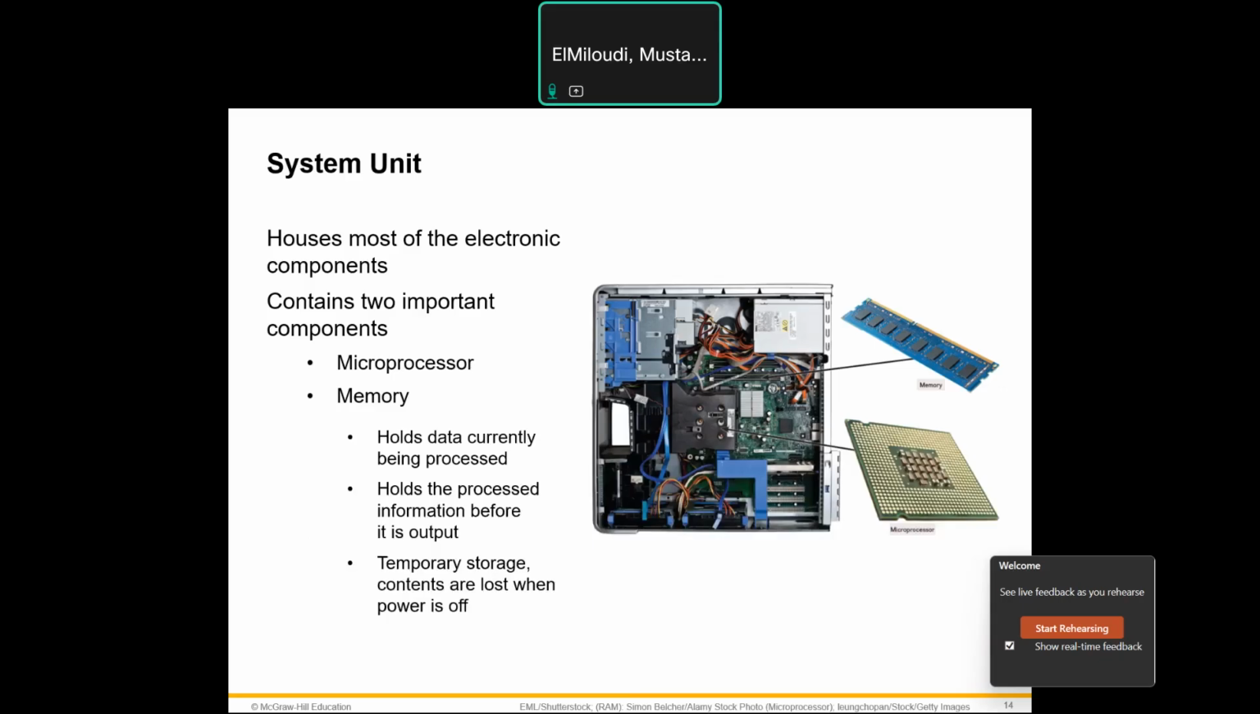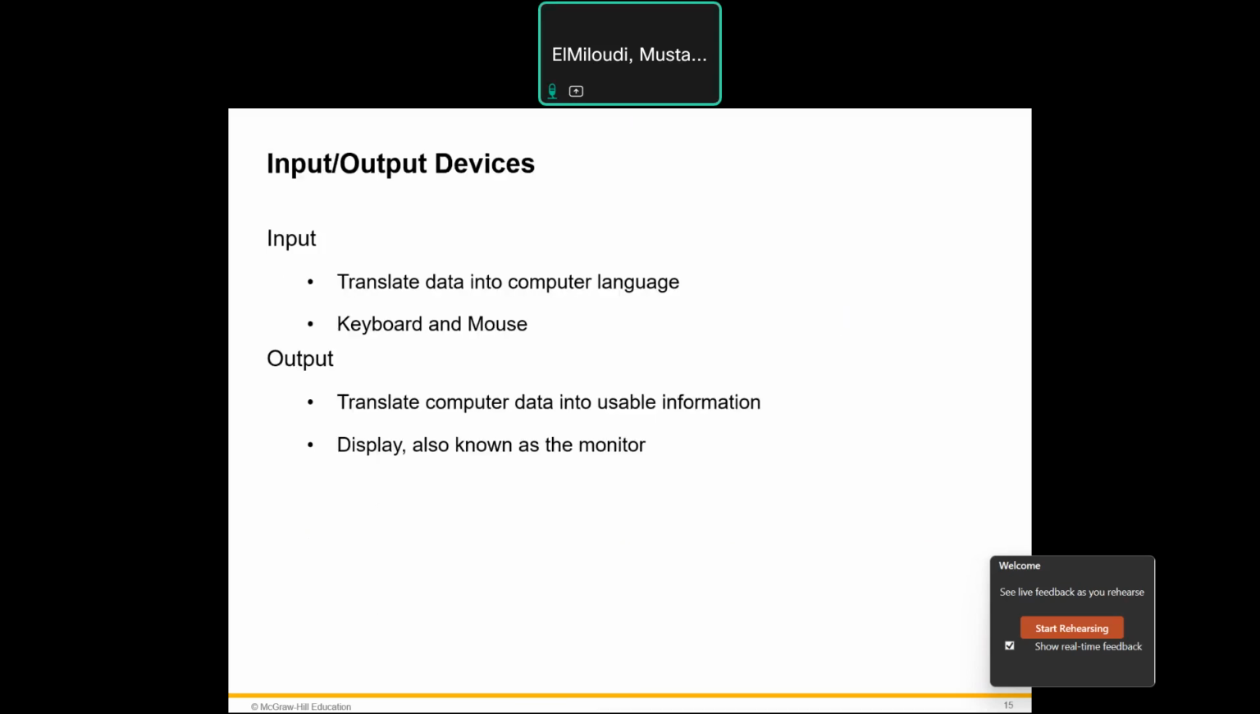System units. It houses, this is basically what you see when you open the computer. You see the system unit, basically all the components that make a computer system, okay? So the motherboard, the CPU, all different types of cards, like a video card, network card, memory, microprocessor, everything together. So we call them system units.